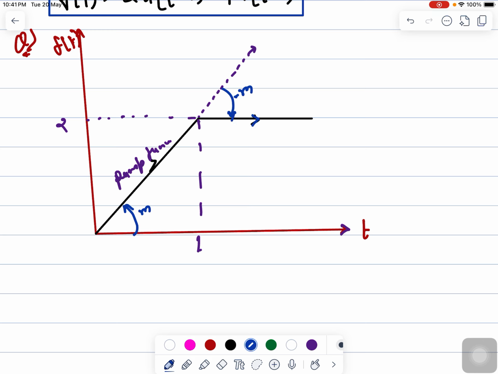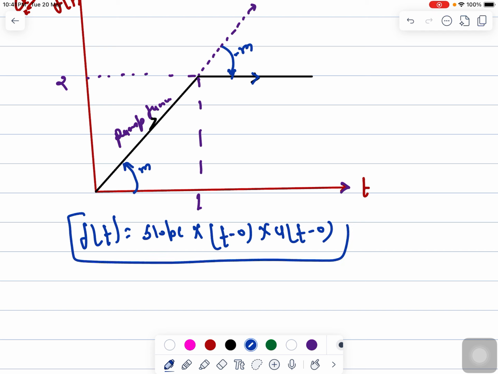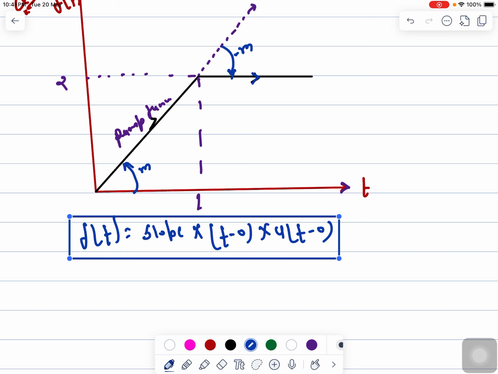So how can we write this function? Just try to understand this. Whenever you want to write this function, it can be written as f(t) equals, obviously, slope multiplied with (t minus 0), multiplied with u(t minus 0). Is that clear? So this is how a ramp function can be written. But in this particular problem, you see the slope is how much? The slope is 2 divided by 1, which is 2.